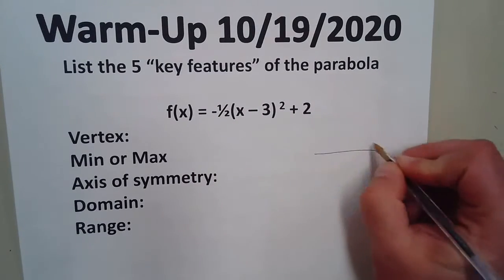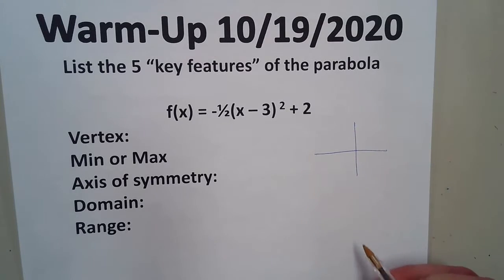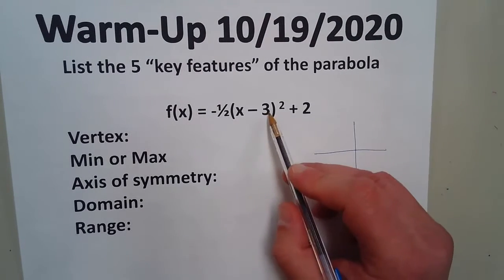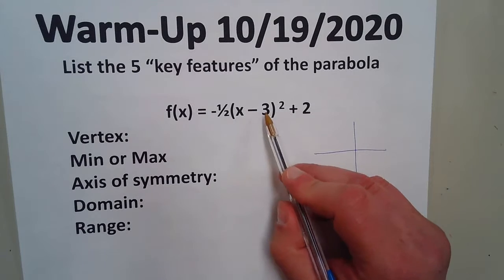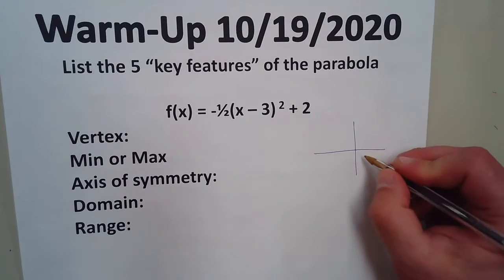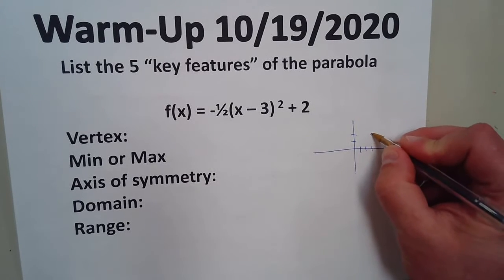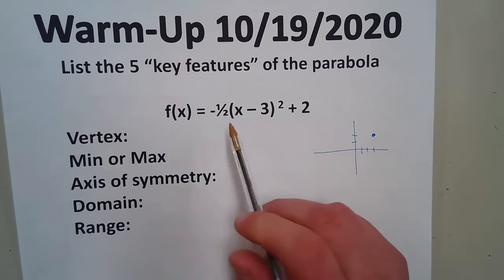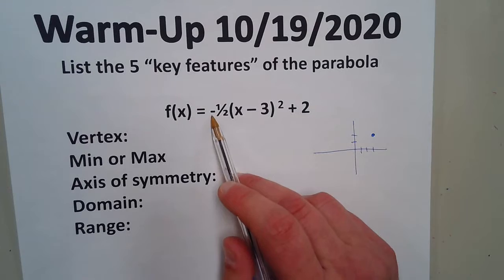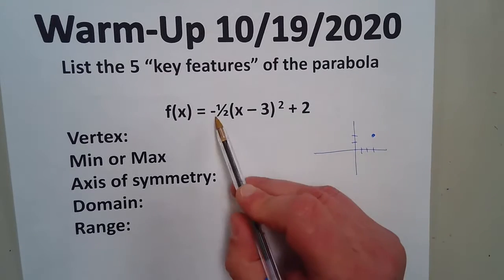I'm going to go ahead and make a little sketch, and then we're going to use it to help us answer questions. First off, I like to start with the vertex. I know that this means it shifted right 3 and up 2. So right 3, up 2. There's my vertex. Now from there, I know that it's going to be inverted, so it's going to be a downward facing U because of the negative.